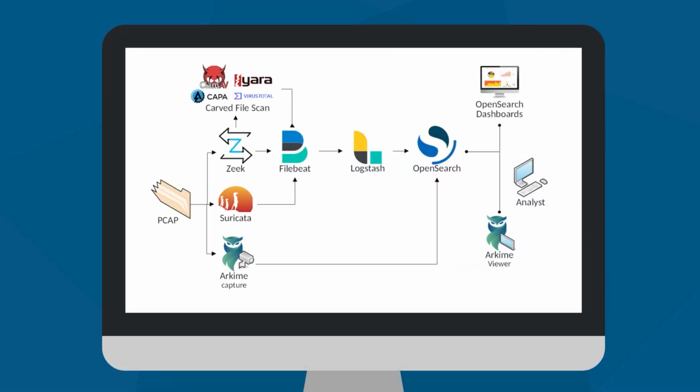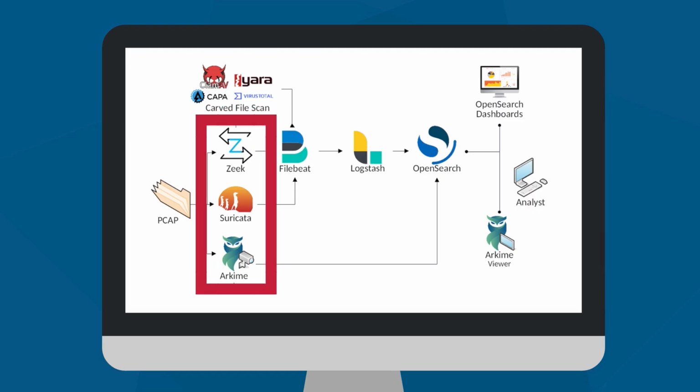Malcolm processes network traffic data from live capture sources and uploaded packet capture PCAP files. Once network metadata logs are generated and forwarded to Malcolm, it normalizes and correlates the data to ensure consistent representation across network protocols. Let's focus on the second column of this data pipeline.